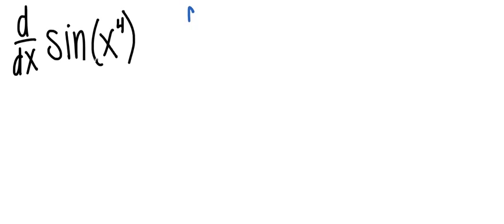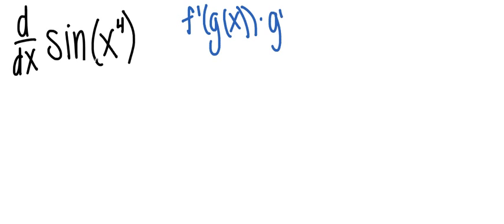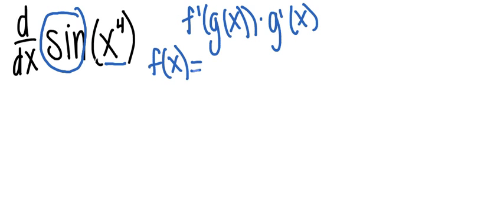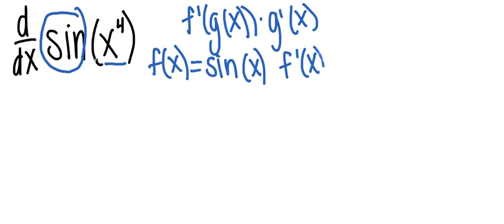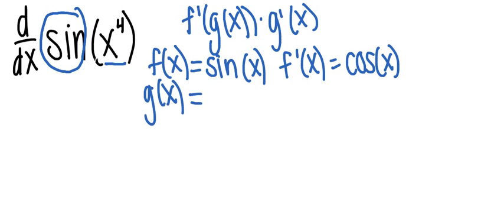The chain rule states the derivative equals f prime of g of x times g prime of x. This is the outside function, and this is the inside function. The outside function implies f of x, which equals sine of x. F prime of x equals cosine of x. The inside function implies g of x, which equals x to the fourth. G prime of x equals 4x cubed.